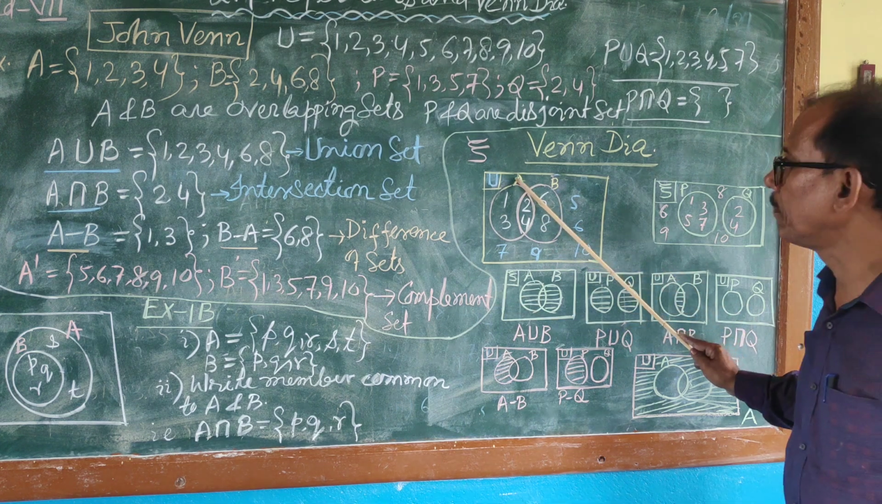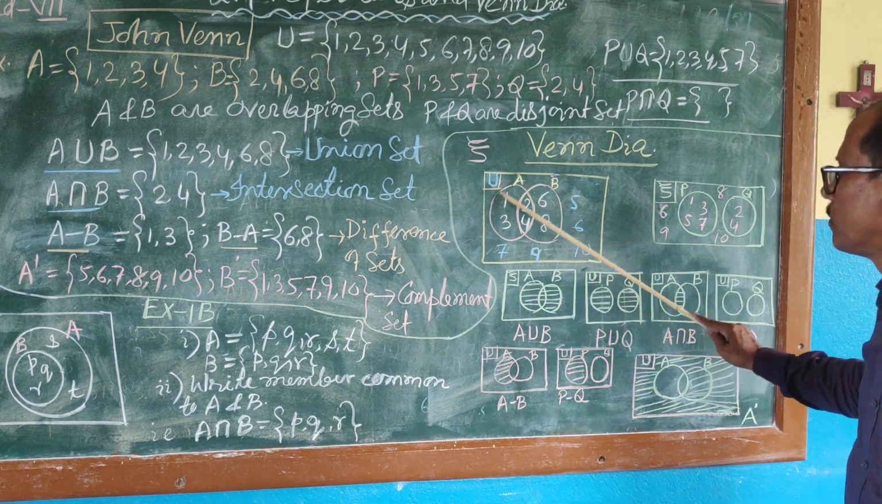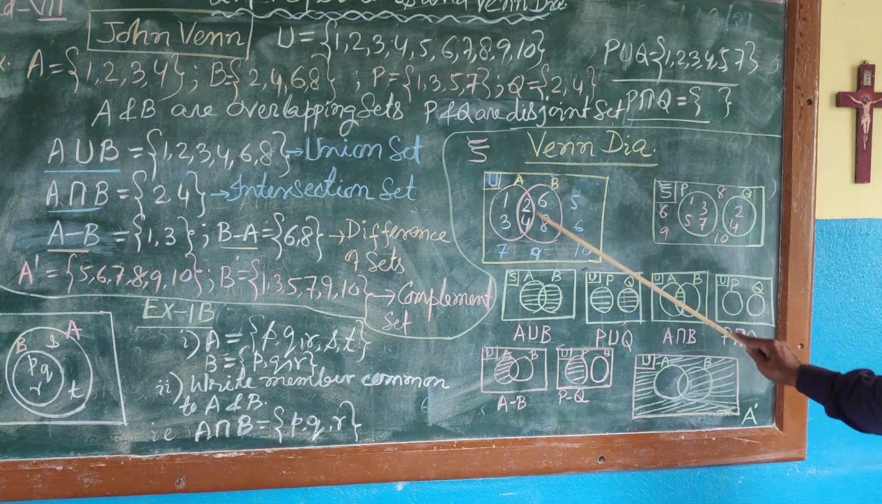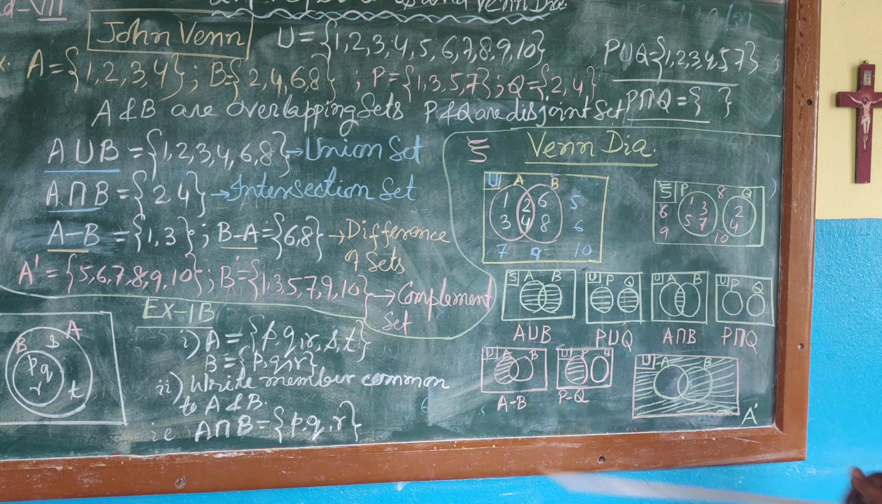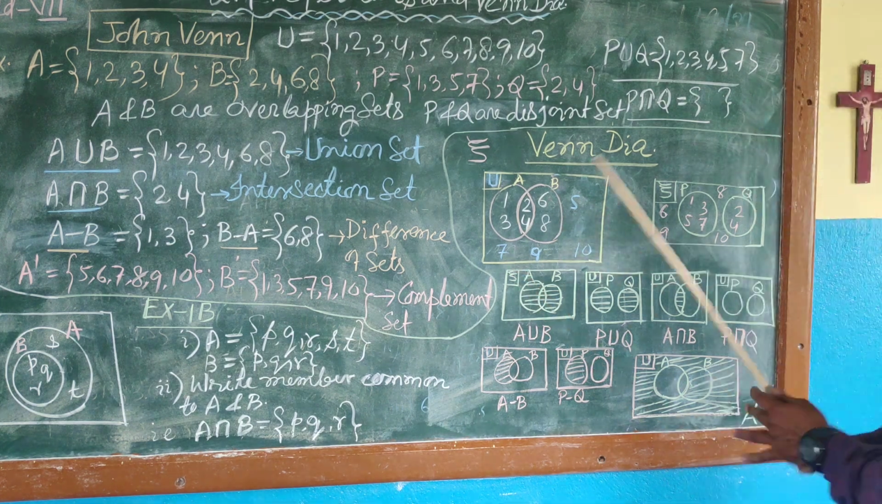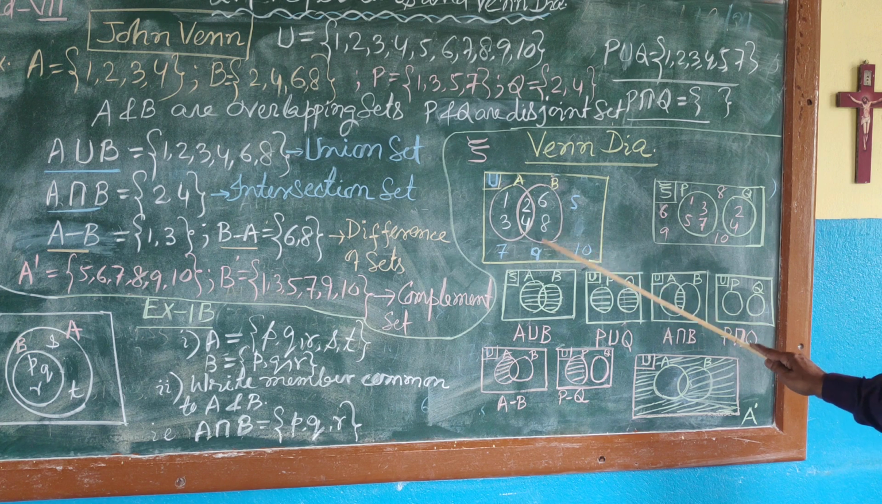Now, what will be the A complement? Leaving the elements of set A, in this region, what elements are there? Other than those, 5, 6, 7, 8, 9 and 10 you can write down. You understand? So, this will be A complement.